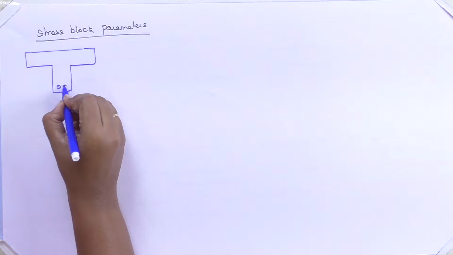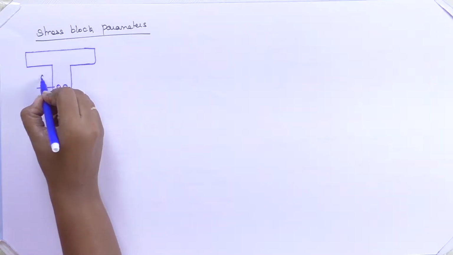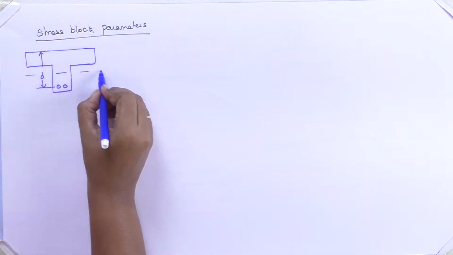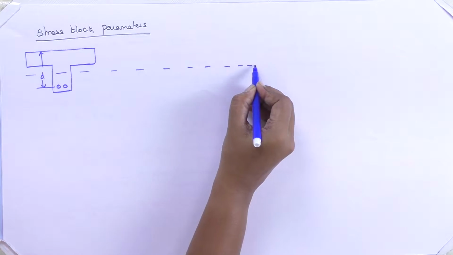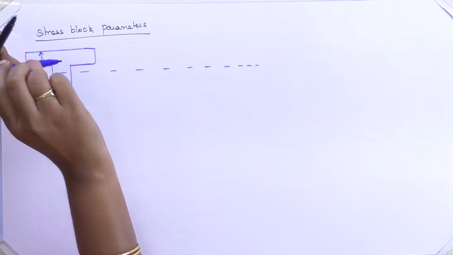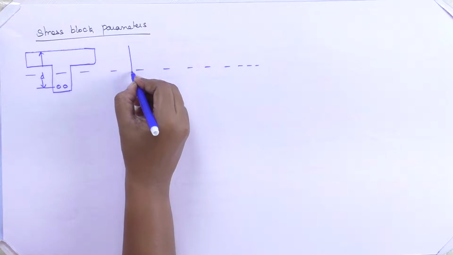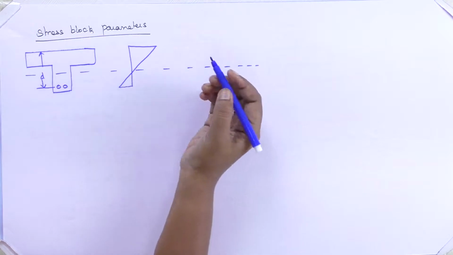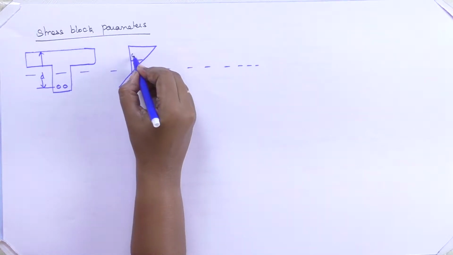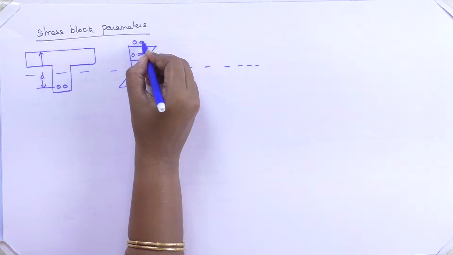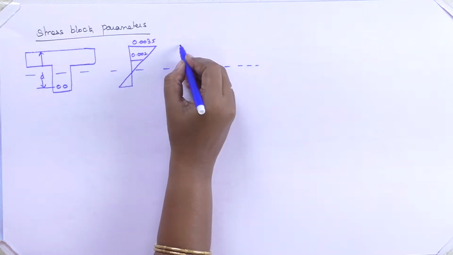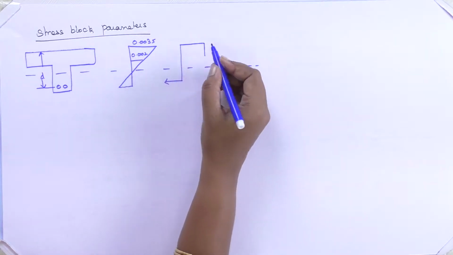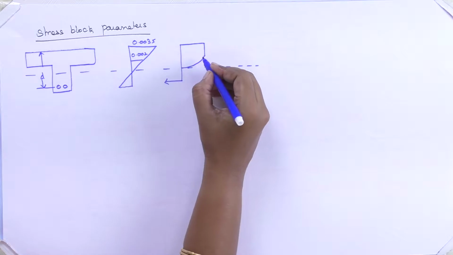This is my T-beam. I will be providing the reinforcement. This is my D. This is my neutral axis line. The proof strain is 0.002 and 0.0035 is the ultimate strain. Till here it is vertical, then it will have a parabolic fashion.